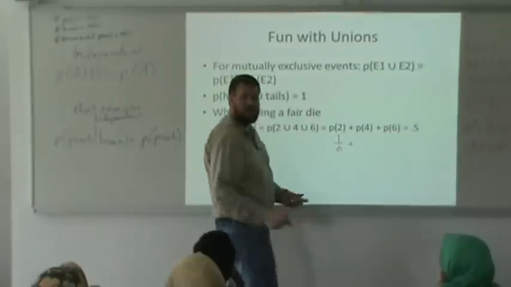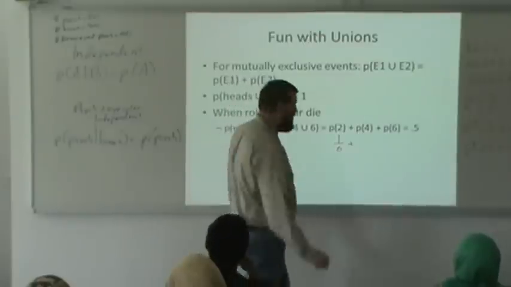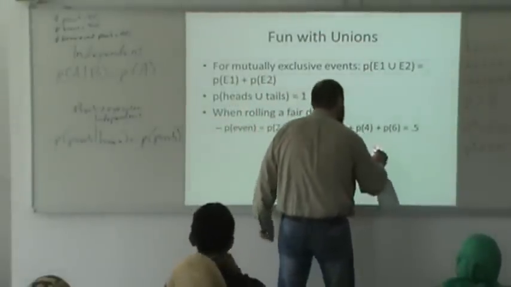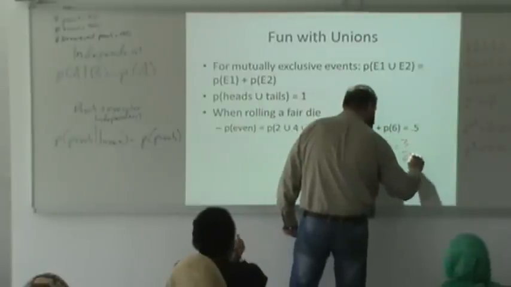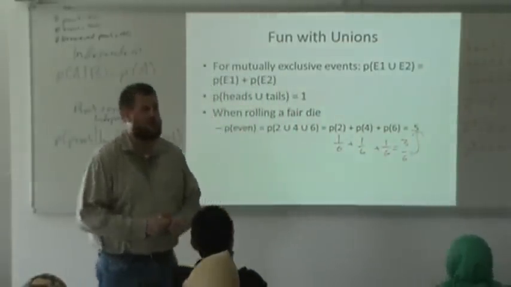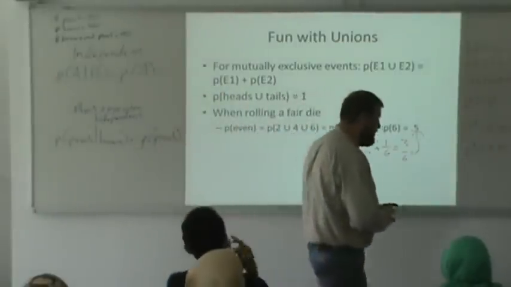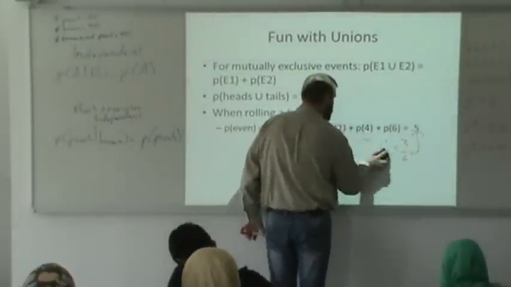What's the probability of observing 1 over... Same thing? So this is equal to 3 over 6, which is, oh my goodness, there it is. Right? So when we have mutually exclusive events, it's really easy. All we have to do is add up the probabilities.